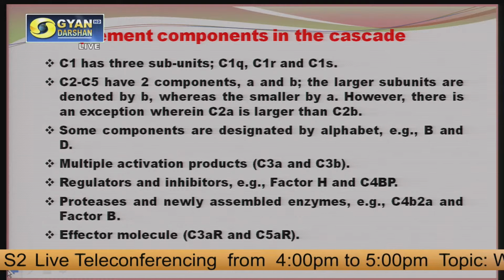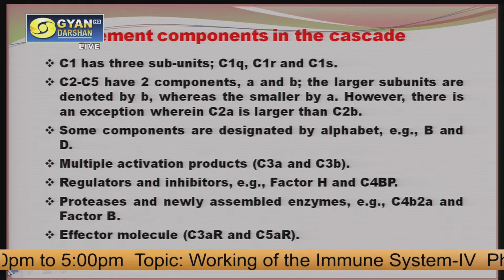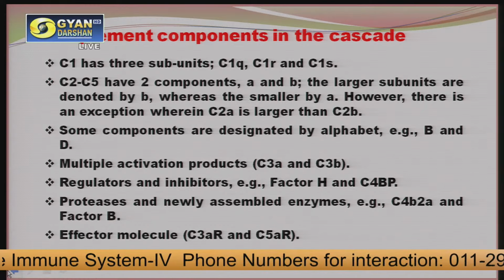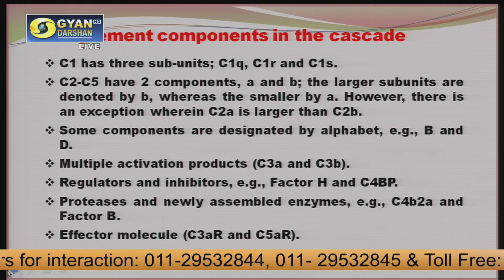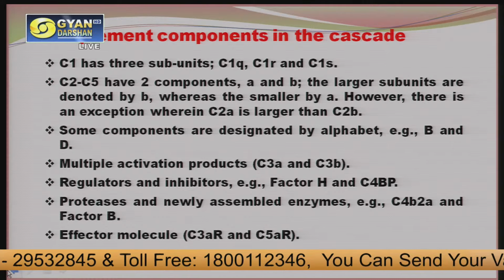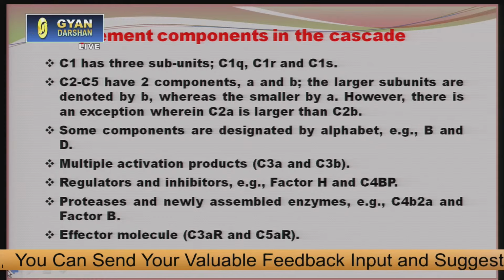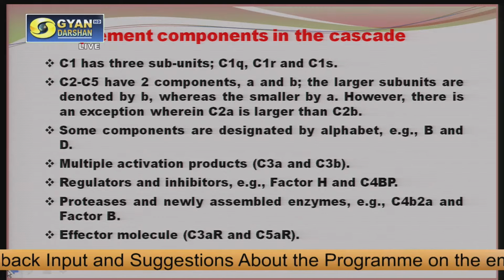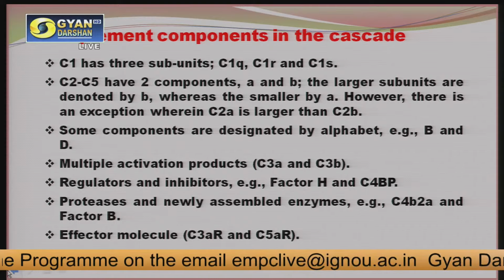And there are multiple activation products like C3a and C3b, and regulatory and inhibitory molecules like factor H and C4BP. These are the regulator and inhibitor molecules. And there are proteases, newly assembled enzymes like C4b2a and factor B, and effector molecules like C3aR and C5aR. So these are the various components involved in the complement system cascade. There are more than 20 proteins, and ultimately they will kill the pathogens.